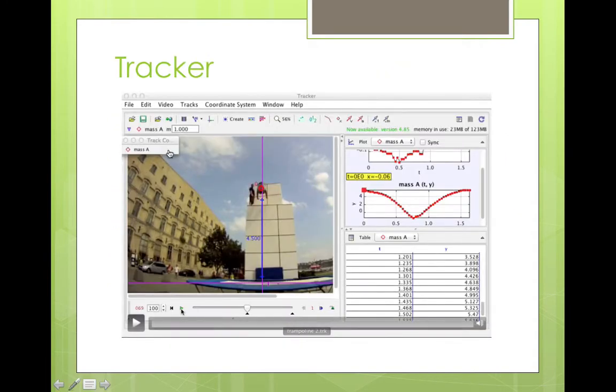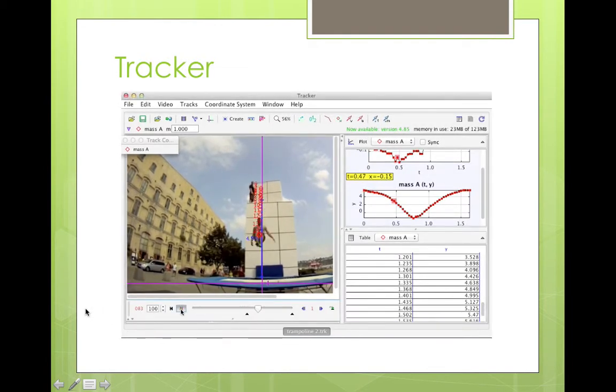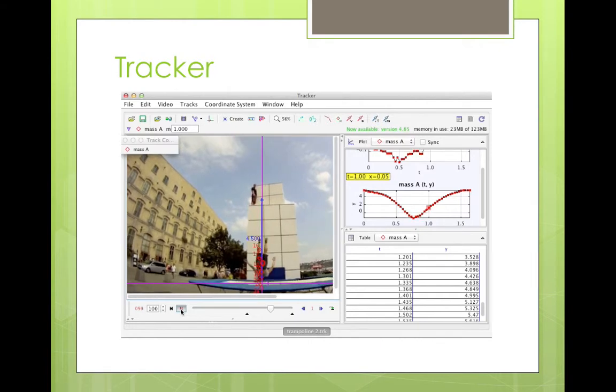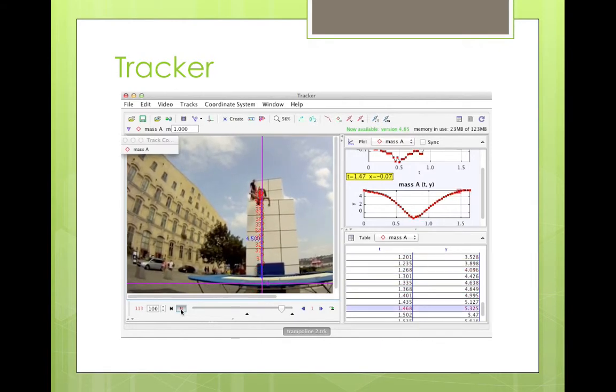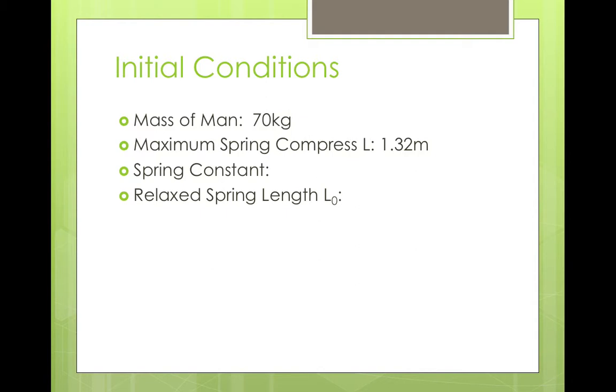To plot the observed motion, Tracker was used. The values are plotted in the y direction with respect to time. From Tracker, some of the initial conditions were generated. The mass of the man is unknown, so I used the average mass of a human male, which is 70 kilograms. The maximum spring compress, or in this situation, elongation, is 1.32 meters.